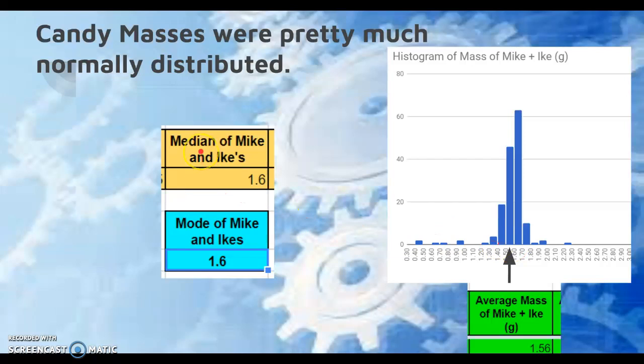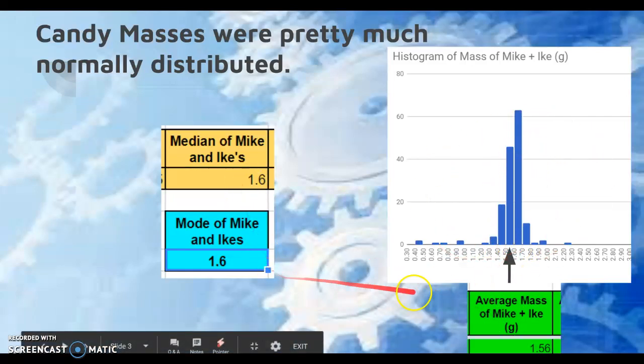The median of the Mikes, half were greater, half were less. That was 1.6, so that's really close to the mean. And the mode was also 1.6. That's what occurred most often. So the shape of the graph and these values are pointing to the fact that this is probably well described by a normal distribution.